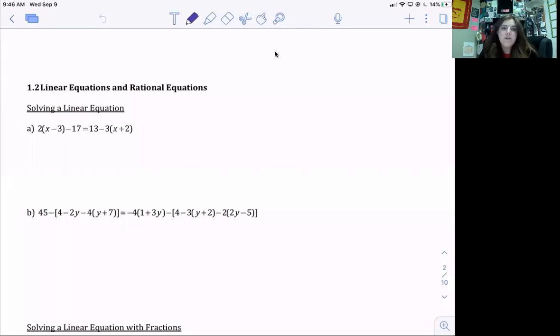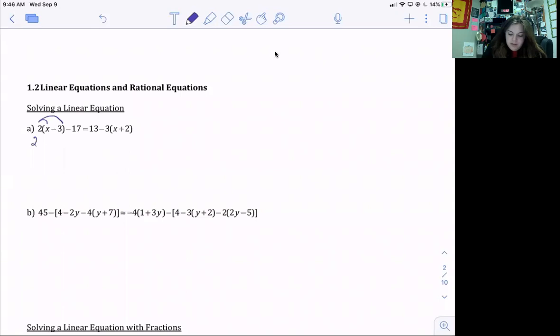Okay, so today we're going to look at 1.2 linear equations and rational equations. Just starting off with solving a linear equation, we want to start by distributing. So we have 2 times the quantity x minus 3. We're going to distribute that 2.